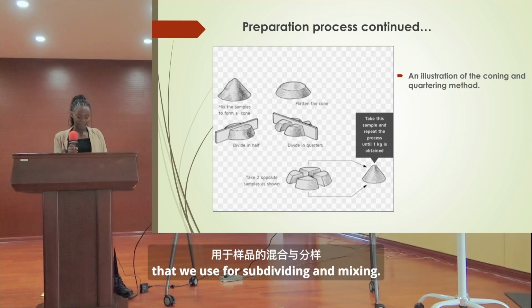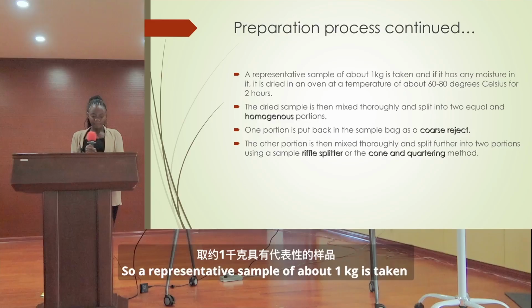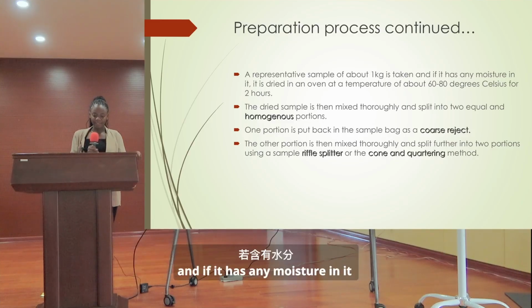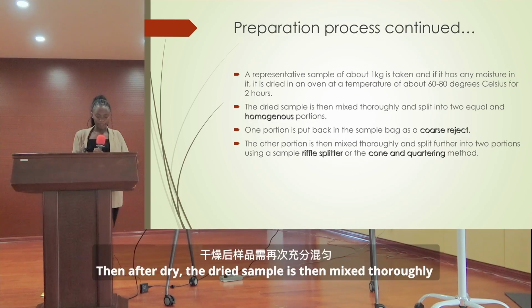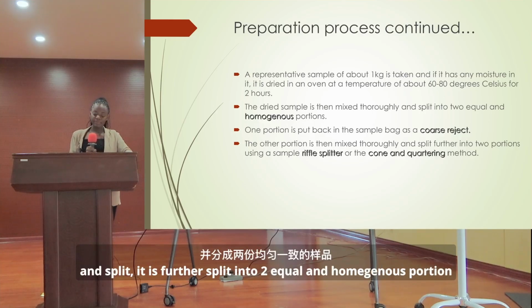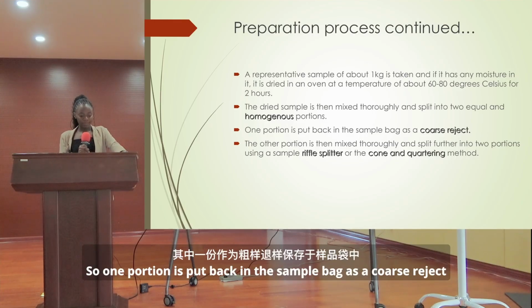and mixing. A representative sample of about 1 kg is taken, and if it has any moisture in it, it is dried in an oven at a temperature of about 60 to 80 degrees Celsius for 2 hours. Then, after drying, the dried sample is mixed thoroughly and further split into 2 equal and homogeneous portions. One portion is put back in the sample bag as a coarse reject.